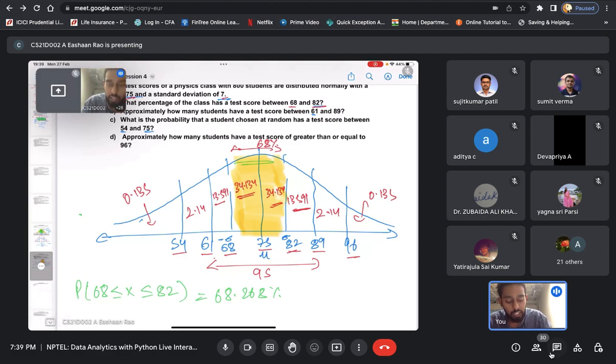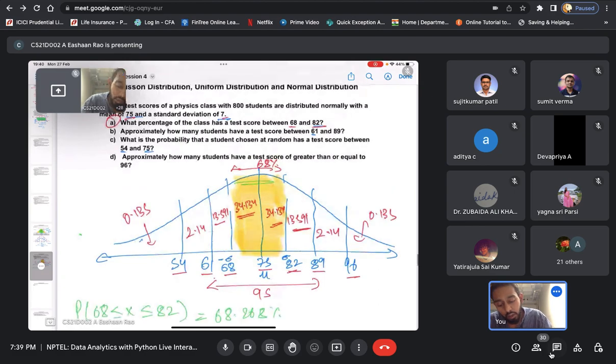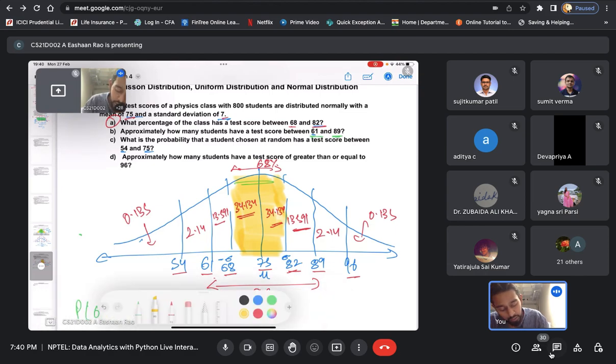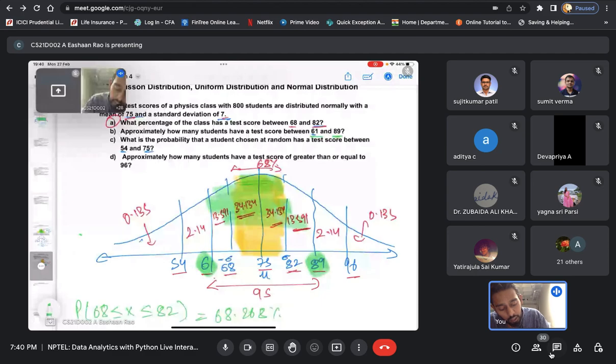Just by looking at the graph I can identify that. Now the second question is, approximately how many students have a test score between 61 and 89? So that means it is trying to identify the area from here to here. So it tries to identify around this area how many students there are who have a score between 61 and 89.